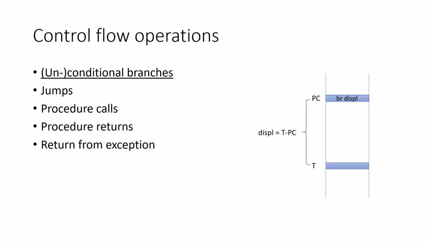Control flow instructions require some extra attention. There are essentially 5 different types of control flow instructions that you need to understand for this course. We begin with branches, which can be either conditional or unconditional. A branch is relative to the address of the branch instruction. The instruction specifies the condition, if any, and a displacement or offset, which is the distance to the target address.